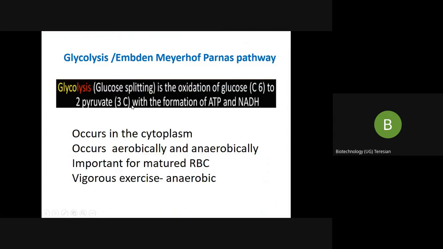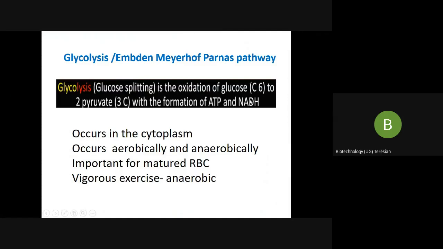We can define glycolysis as an enzymatic pathway, okay, because it carries a series of enzyme reactions wherein glucose, a 6 carbon molecule, is converted into 3 carbon pyruvate molecules with the formation of ATP and NADH. So from the glucose molecule, by a series of enzymatic reactions, the end products we get are 2 molecules of pyruvate, and ATP and NADH. So these are the energy rich currencies.